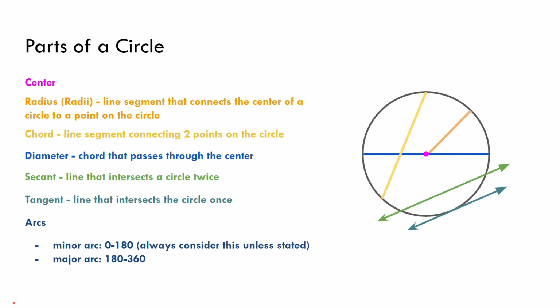And the arcs, it's important to remember that a minor arc is from 0 to 180 degrees and is always considered unless otherwise stated. And then the major arc is 180 degrees to 360 degrees. A semicircle is just an arc whose endpoints are equal to the endpoints of a diameter.